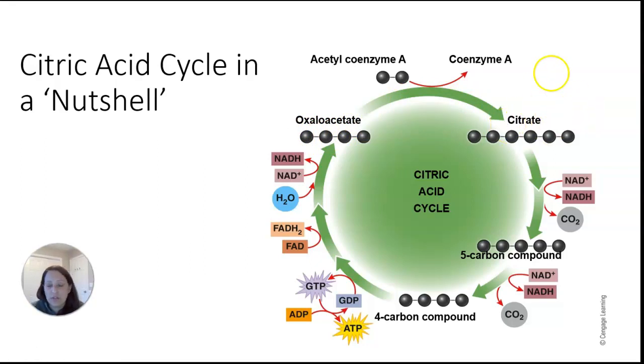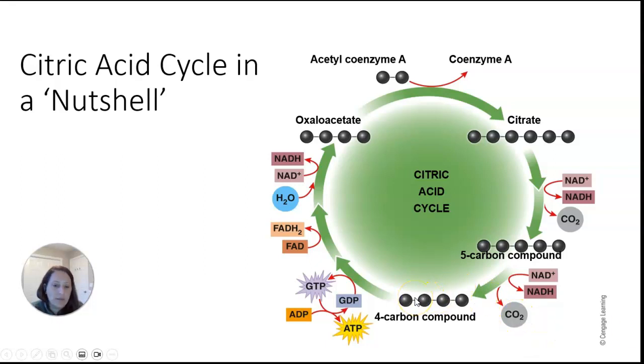Citrate then undergoes some reactions where electrons are pulled off to form NADH. Carbon dioxide gets pulled off. We end up with a 5-carbon compound that again gets oxidized to form NADH and decarboxylated to form CO2. So again, we're pulling off electrons, we're pulling off CO2. We end up with a 4-carbon compound.